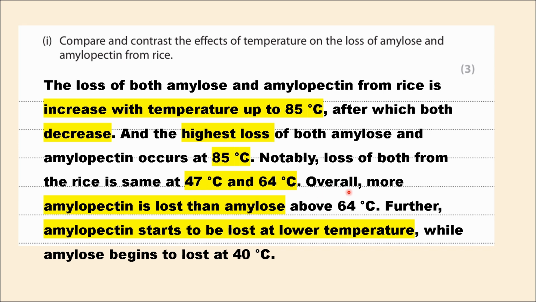Overall, more amylopectin is lost than amylose above 64 degrees Celsius, and further, amylopectin starts to be lost at a lower temperature, while amylose begins to be lost at 40 degrees Celsius. Here I have given you a complete answer, but you will score if you write at least 3 points which match with the scheme.